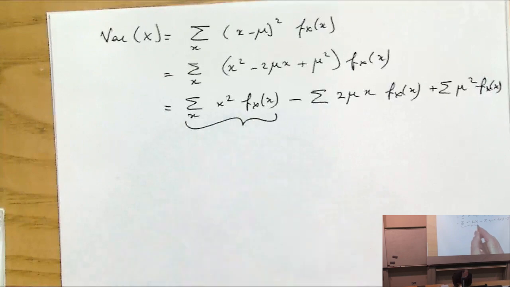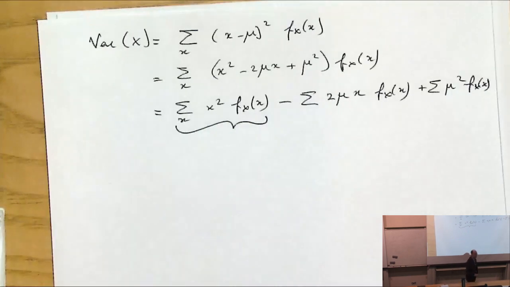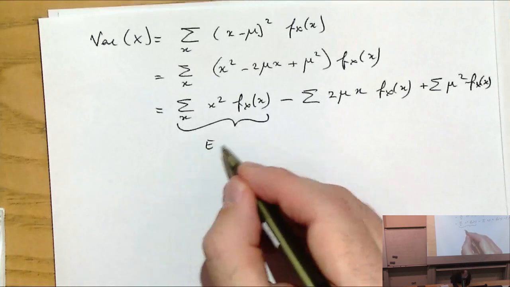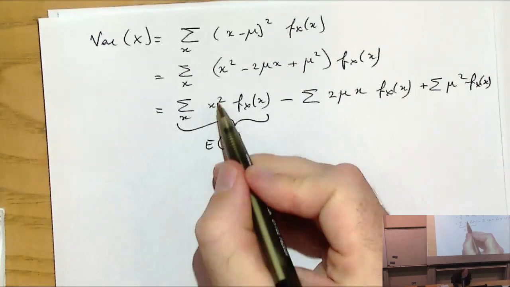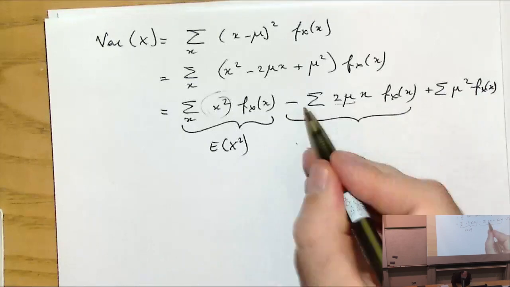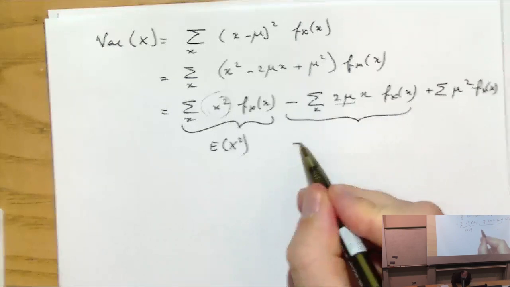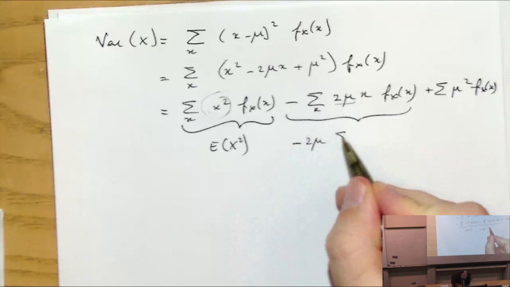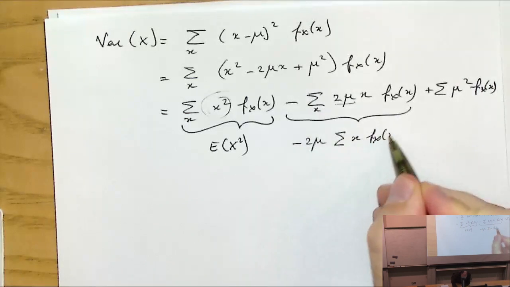What is this term? That's the expectation of x squared. That's still a function of x essentially, so it's the expectation of a function of x. What do we have here? This I can write as 2 mu. I can bring this outside of this sum, so it's minus 2 mu sum of x f_x of x.